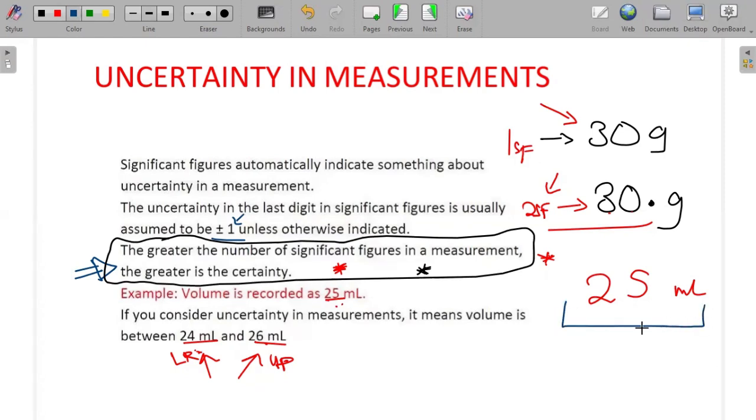Which one here is the uncertain digit according to what we've learned? It's 5. Exactly, excellent. So 5 here is the uncertain digit because it's the last significant figure in this number. So this 2 here is actually the certain digit. Once we identify our uncertain digit, based on its position we are going to get what we call the uncertainty. So how do you get the uncertainty now?